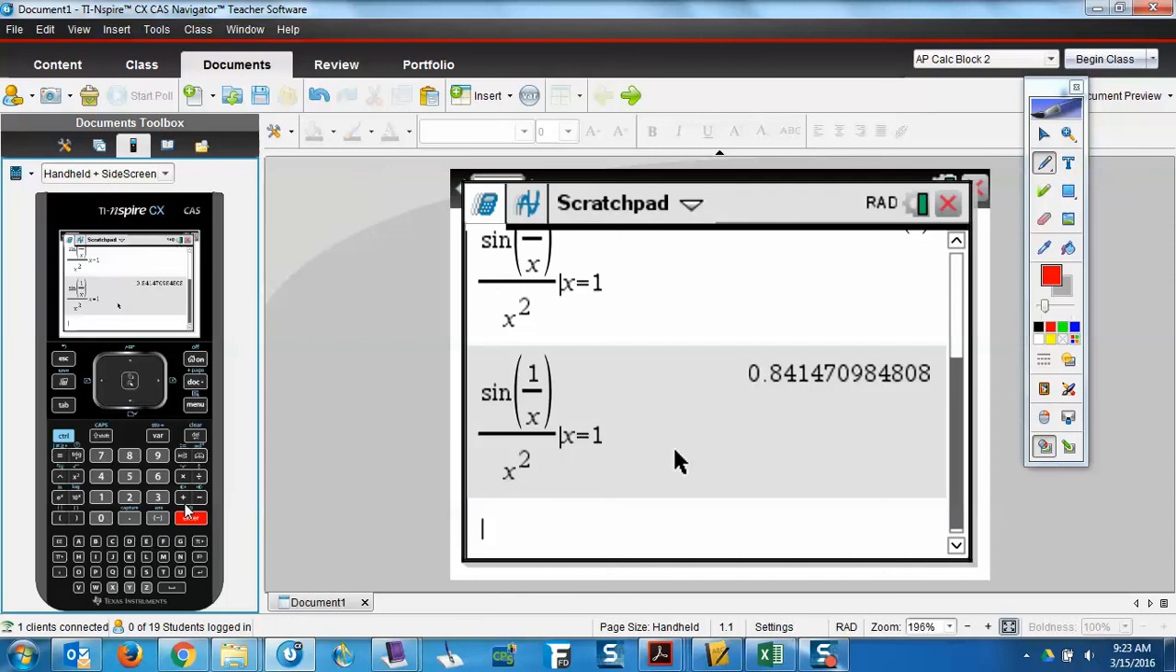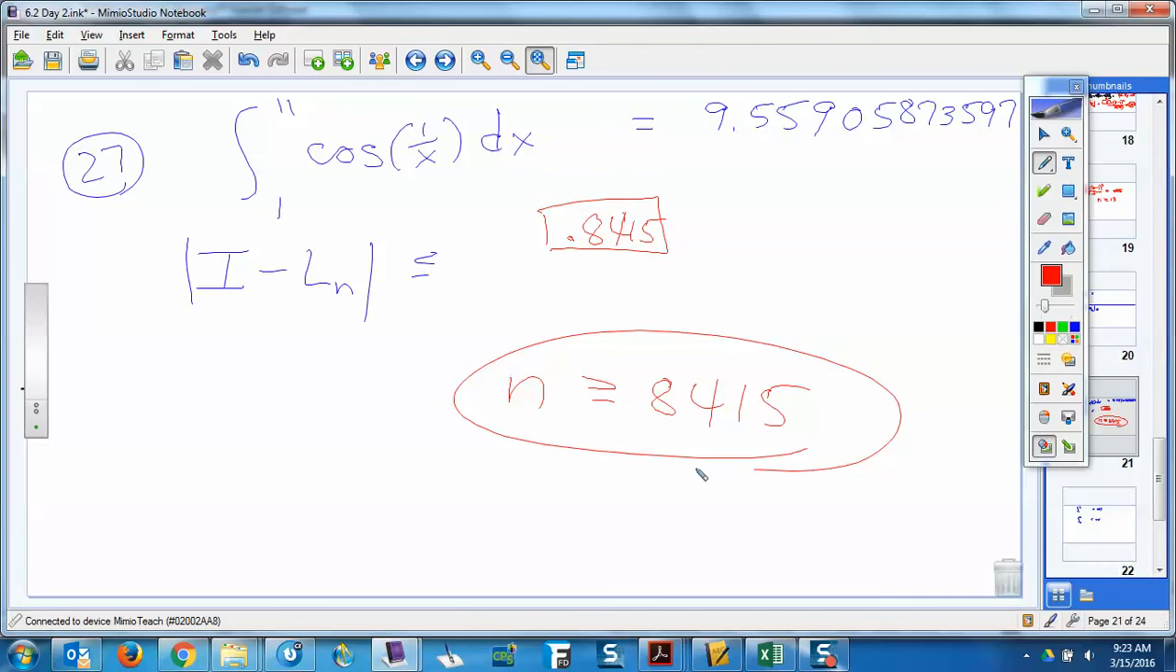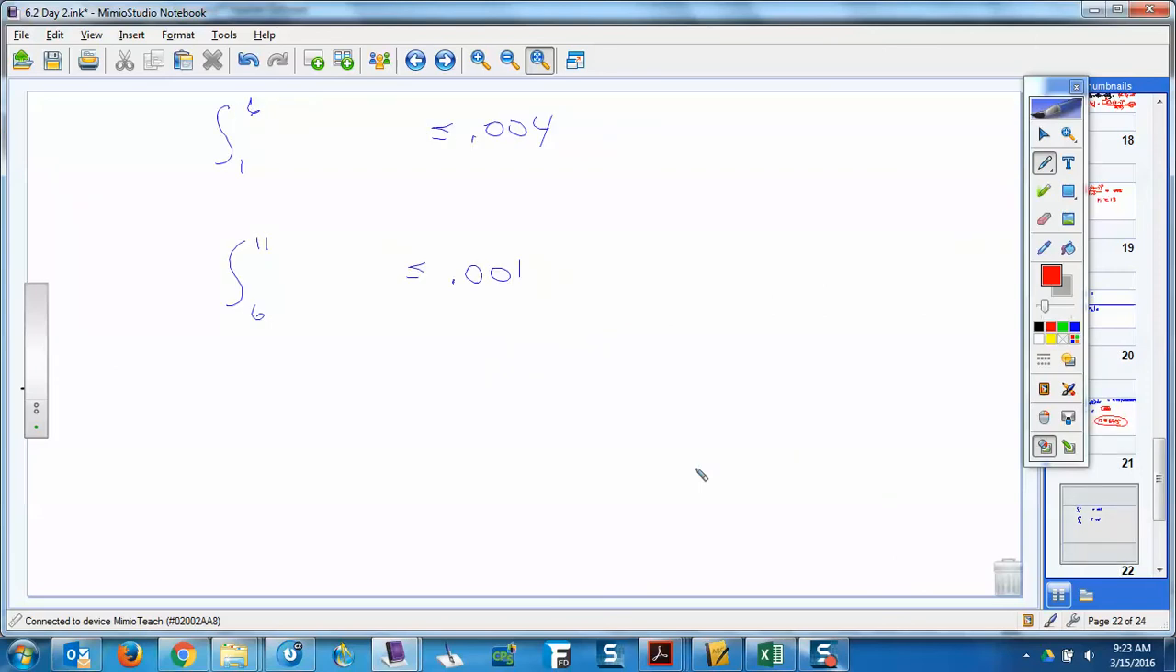So that gave them, when they did their formula here and worked this all out, an N of 8,415. That is how many rectangles they needed, 8,415 left rectangles just to get 2 decimal place accuracy. But if we divide it up this way, the way they suggested, and do our formulas, we're still going to get the 0.8415 here, right? And then we'd have 6 minus 1 squared, and we'd have 2 times n, and then less than or equal to 0.004.